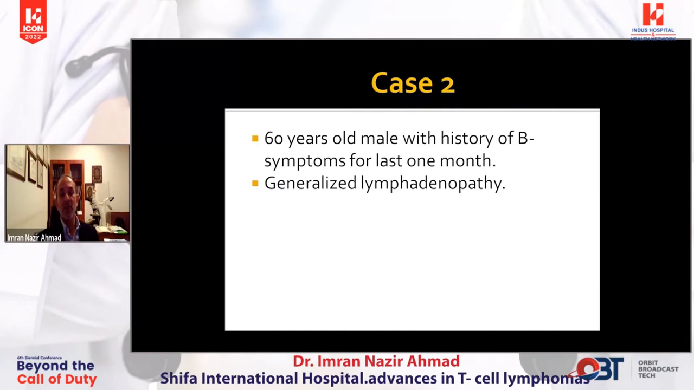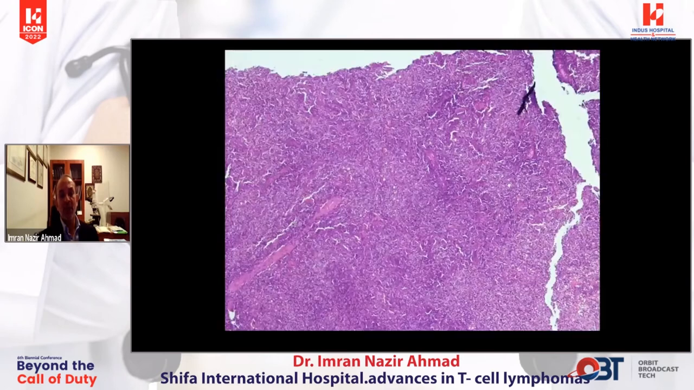Next case is a 60 year old male with a history of B symptoms for the last 1 month and generalized lymphadenopathy. This clinical history suggests a very short duration, so you might be dealing with an aggressive lymphoma, which on low power examination is totally effacing the architecture. We don't see any sinuses. There's obliteration of all the normal landmarks.